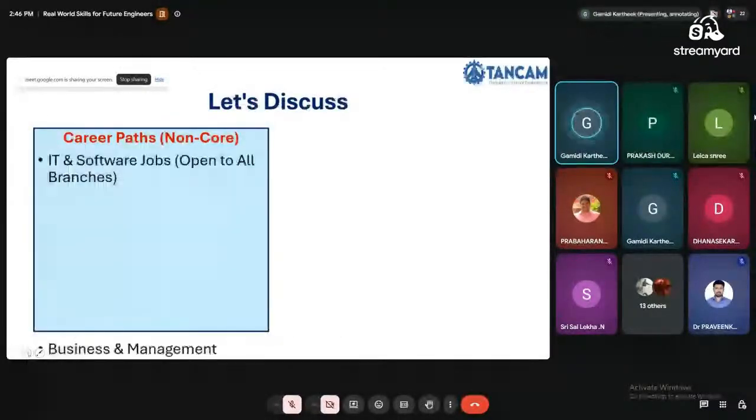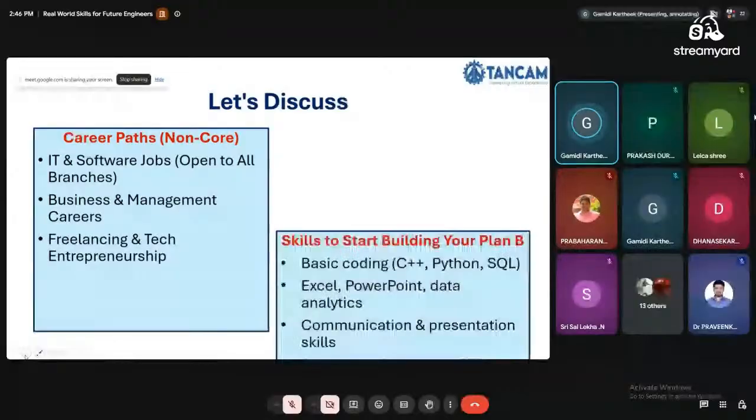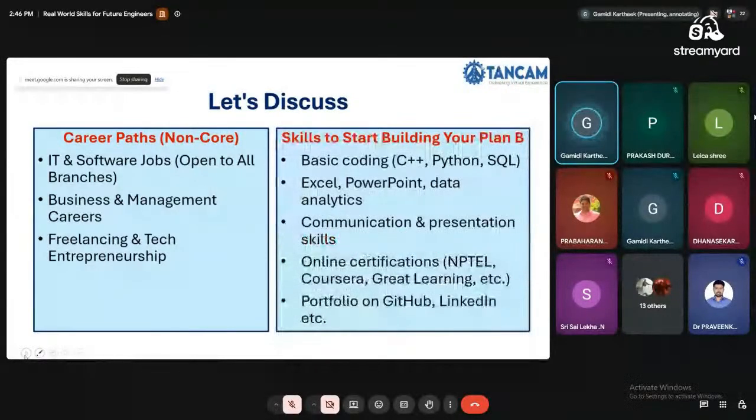So what are the different non-core opportunities you have? So this is open for everyone. You can be any branch of engineering. You can get a good job in IT and software. You can have any branch of engineering. You can get your career in business and management, and you can start your own startups, and you can become an entrepreneur as well.